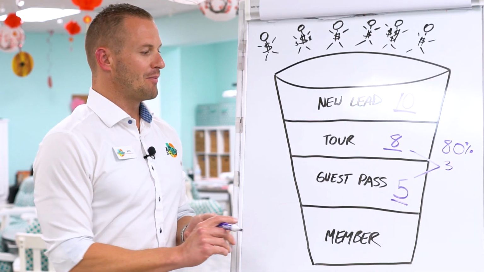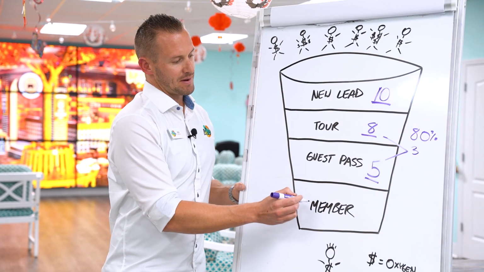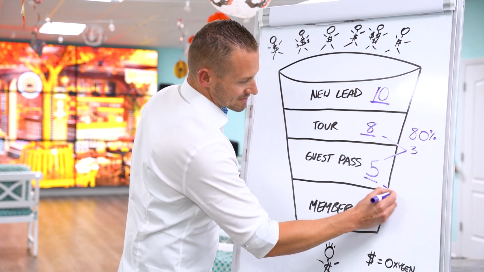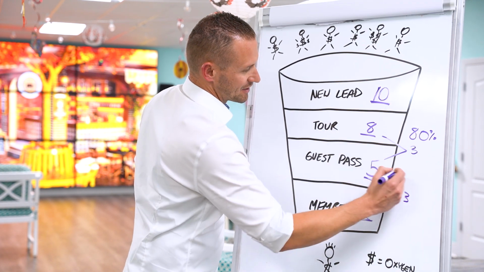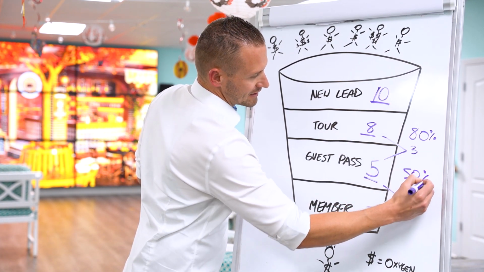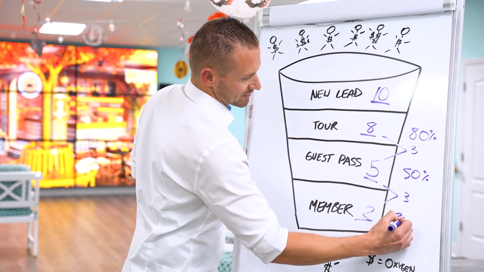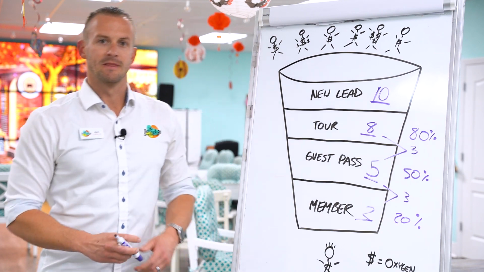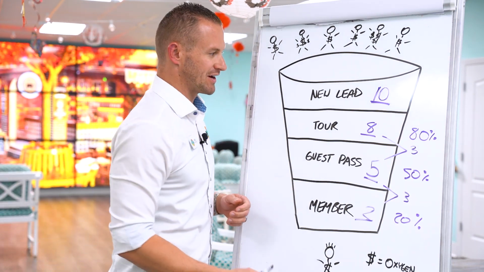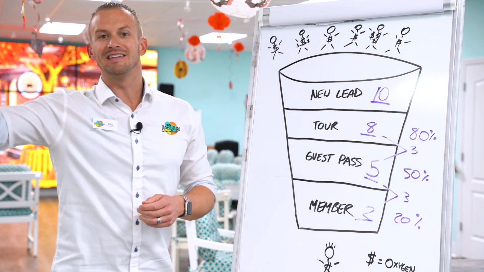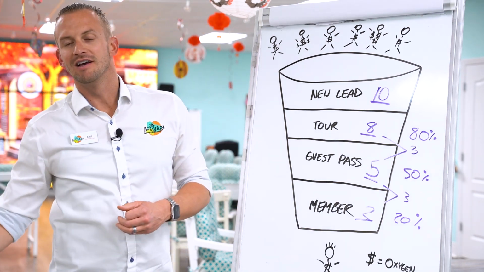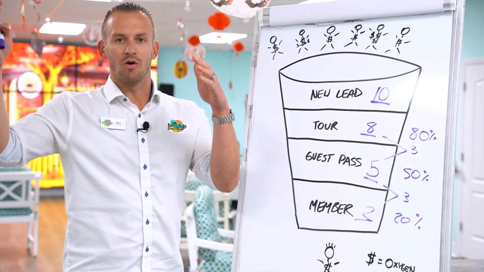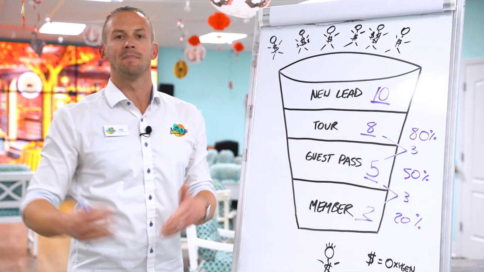So how many of these guest passes can you convert to members? Maybe it's only 2. Again, we lost 3, okay? But in this case here, we converted 50% of our leads to guest passes, and we ended up converting, say, 20% of our guest passes to new members, okay? So now you have your percentages figured out. You know that 80% of all the leads are gonna turn into tours. You know that 50% of all the leads are gonna turn into guest passes, and you know that 20% of all the leads are gonna turn into new members, okay?